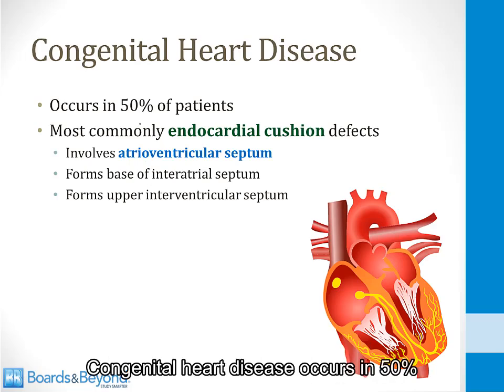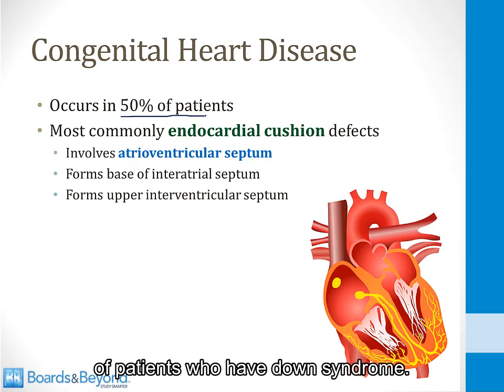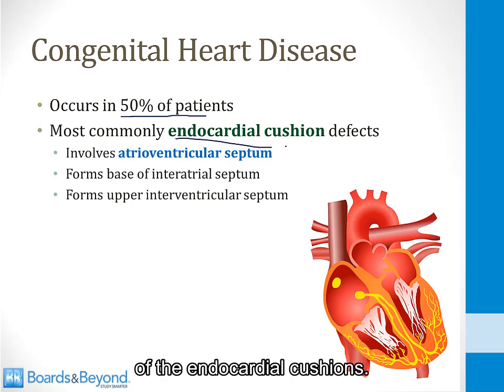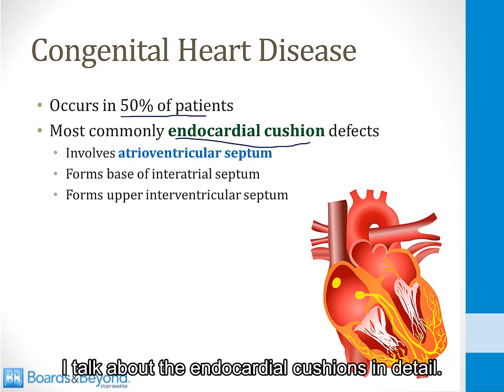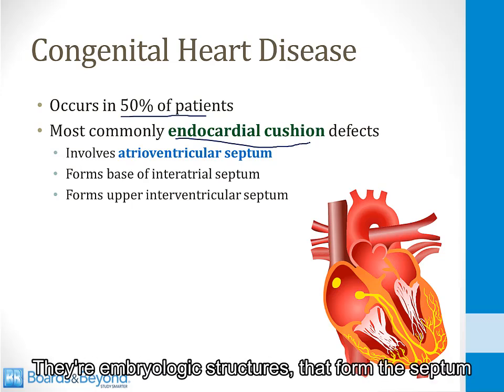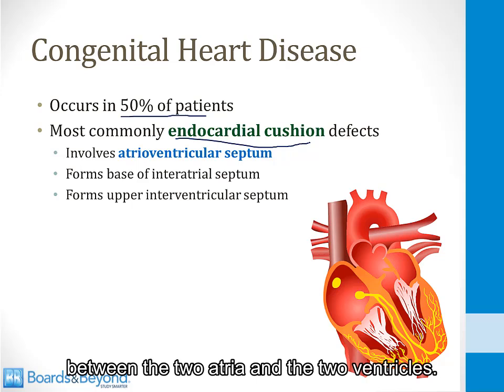Congenital heart disease occurs in 50% of patients who have Down syndrome. Most commonly, these are defects that result from abnormal formation of the endocardial cushions. In the cardiology section in the embryology video, I talk about the endocardial cushions in detail. They are embryologic structures that form the septum between the 2 atria and the 2 ventricles.